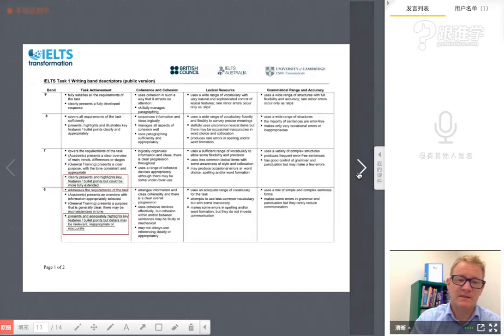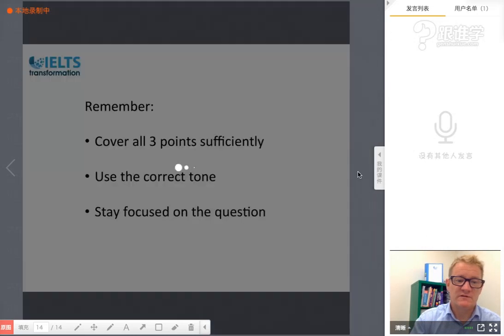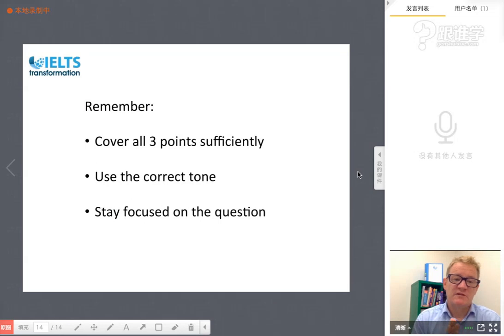Okay. So where were we? Let's have a look. So remember this: cover all the 3 points sufficiently. Use the correct tone. Give the purpose of the letter, like we talked about. And stay focused on the question. When you write one paragraph, go back and check the question. Is this paragraph answering that bullet point? You need to ask yourself. And we mention this many times in this course, but that means you need to be calm because you need to ask yourself the right questions.